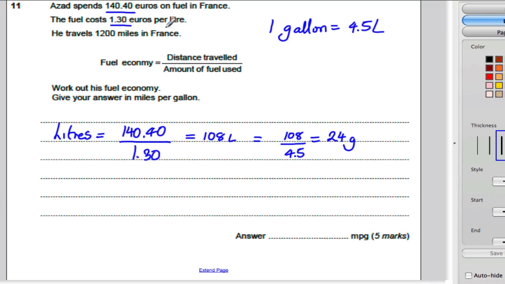Now, he travelled 120 miles in France, and we want to work out his fuel economy. So we want to do the distance divided by the amount of fuel used, and we want it in miles per gallon. That's why I changed things into gallons. So the fuel economy is equal to the distance, 1,200, divided by how many gallons, which is 24. And the answer is 50. So the fuel economy is 50 miles per gallon.